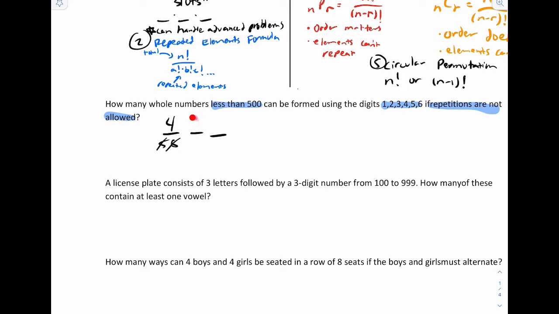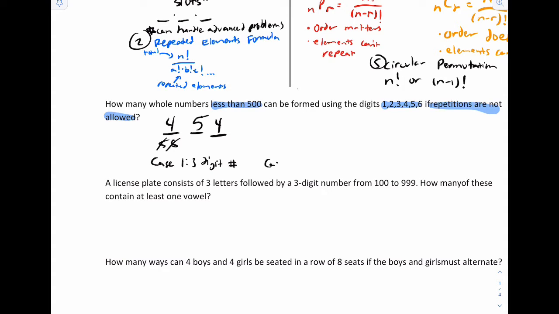Now for the next slot, it's a little bit tricky because you'll notice that I can now use 5 and 6. There's no restriction here, but I've already used a number, which means I'm going to go down to 5. And for the last number, again, there's no restriction, but I've already used 2 numbers, which means I'm going to go down to 4. So now you have to think, does this cover every possible whole number less than 500? Well, no. This is just case 1. This is a 3-digit number.